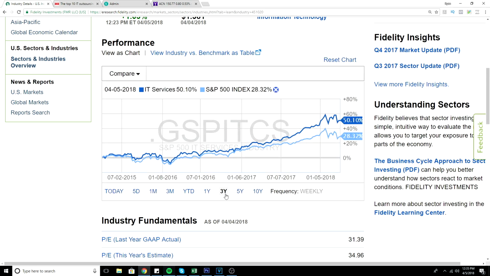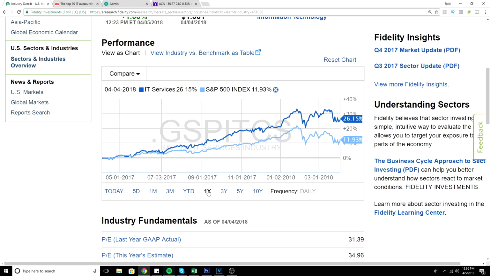Over the last 3 years, it has also outperformed. We have a 50.1% versus a 28.32% return from the S&P 500. And here it's a little easier to see when this began to break out above the S&P 500, looking at the 3-year chart. And probably even easier looking at the 1-year chart. It looks like somewhere around July, this industry began to break out. And over the last year, like we said here, 26.1% return versus an 11.9% return from the S&P 500.